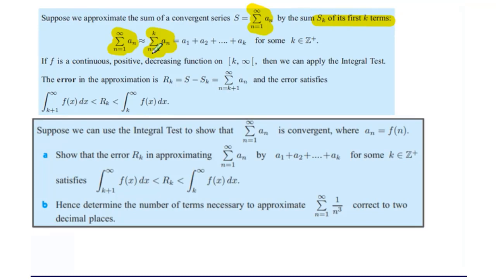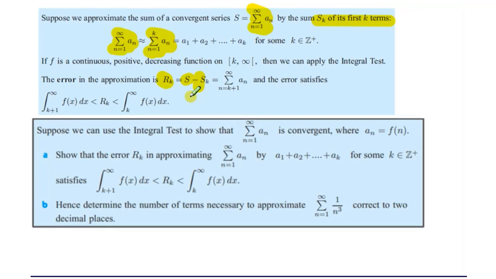So the error in the approximation, which we're going to call Rk, is, as you would expect, the true sum, as in the sum of all of the terms, minus the sum of the first k terms. It's the actual sum of every single term all the way to infinity, which doesn't really make sense, minus the sum that you did as an approximation by adding up the first k terms.